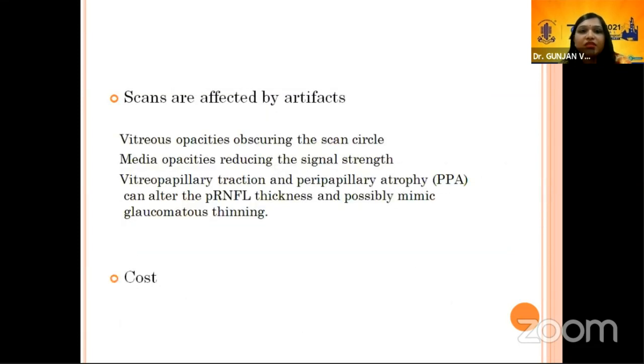The OCT scans are also affected by various artifacts, like vitreous opacities, which can obscure the scan circles, and media opacities, which can reduce the signal strength. And if the signal strength is not proper, your whole analysis is not proper. Then if there is vitreopapillary traction or peripapillary atrophy, these can alter the retinal nerve fiber layer thickness, and this can mimic glaucomatous thinning. And of course, cost is a major issue.